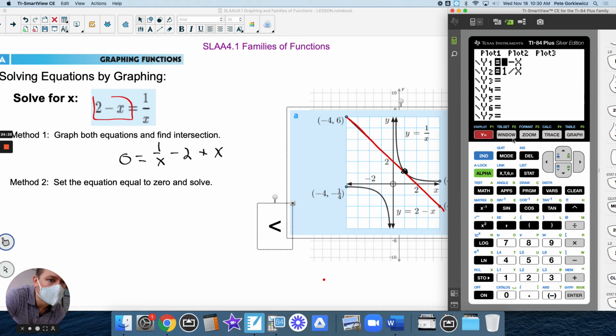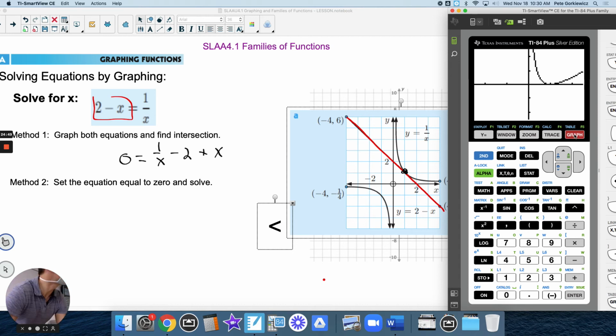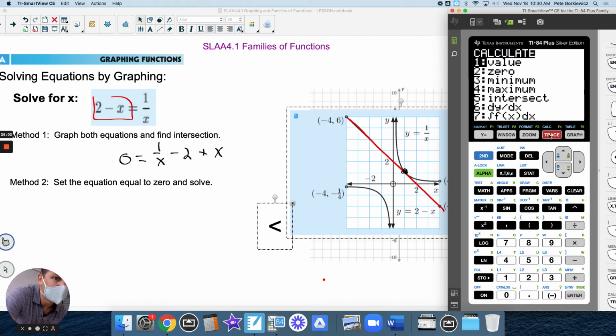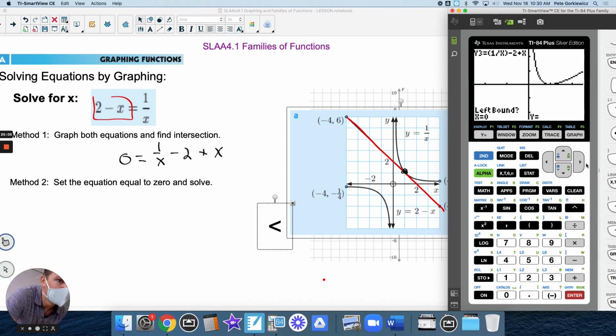I'm going to get rid of these two for a second. If you don't want to delete things, you can just turn them off like that. I'm going to put in this hybrid that I made. Nice. If we graph that thing, it looks really different. But I want to know, when does that thing equal 0? That should be the same solution as when this side and this side are equal, and sometimes that's easier to find. When you calculate a zero, where does that happen?